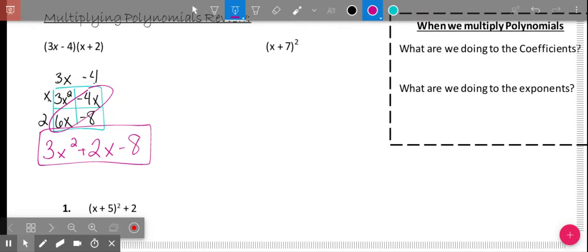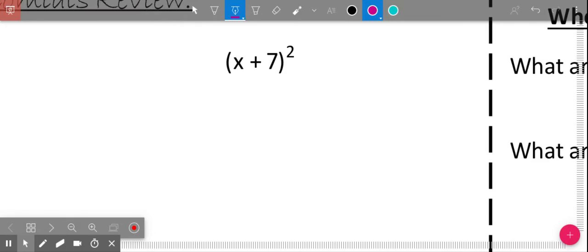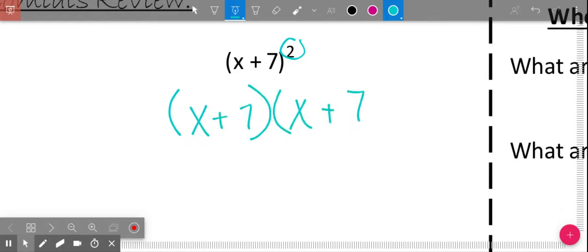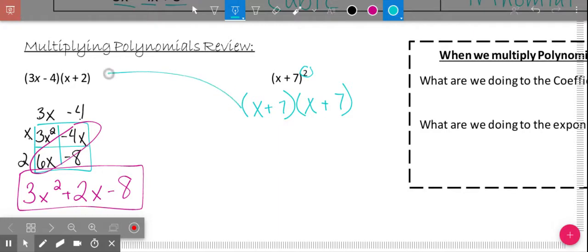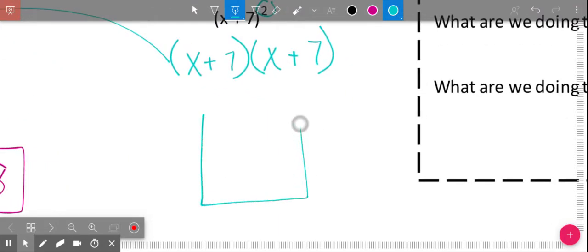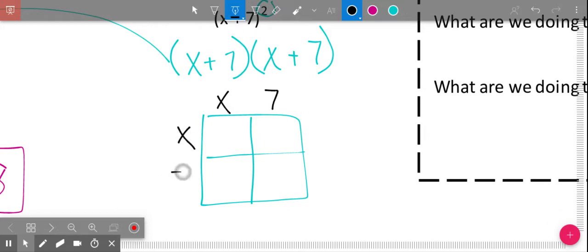The next one, we've got x plus 7 squared. Okay, for this one, we have to expand first. Anytime we see that exponent right there, that means we have to expand our problem first. So I'll have x plus 7 times x plus 7. Now it's set up like this one was, and we can just set up our box. So I'm going to have my nice box. I'll have x and 7, x and 7.